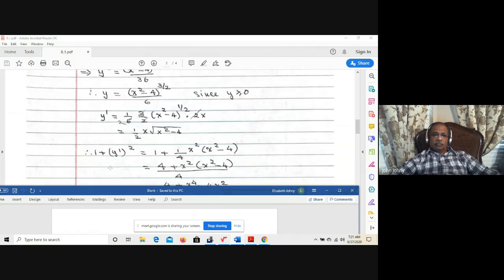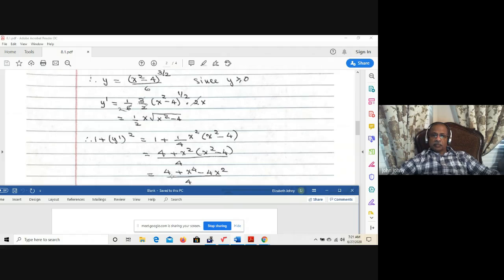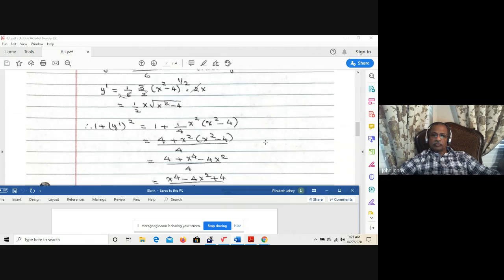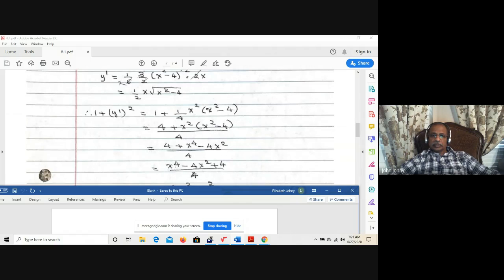Now find 1 plus y prime the whole square. That is 1 plus 1 over 4 times x square minus 4. That is 4 over 4 plus x square times x square minus 4 over 4. So the common denominator is 4. That is 4 plus x to the 4 minus 4x square, the whole divided by 4. That is x to the 4 minus 4x square plus 4, the whole divided by 4.